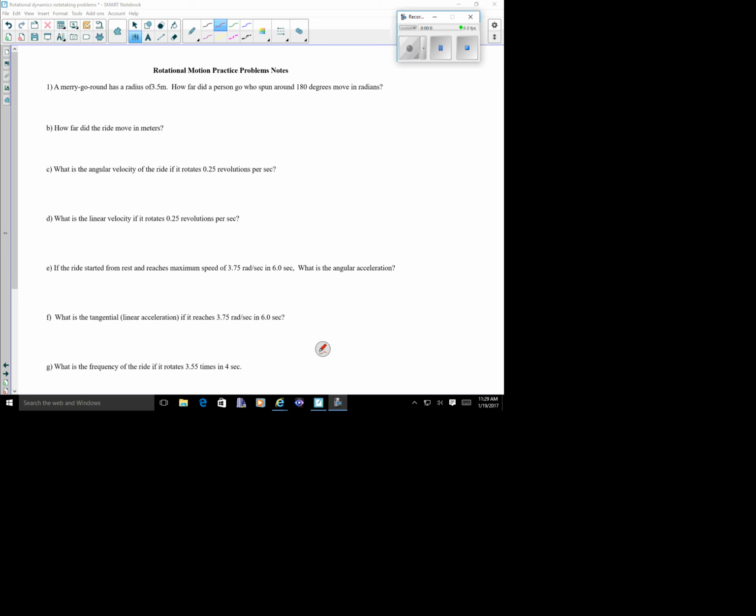Worksheet that says the rotational motion practice problem notes. A lot of these are just simply conversion problems. Like if you look at the first one, it says a merry-go-round has a radius of 3.5 meters. How far did the person go who spun around 180 degrees move in radians? Well, once again, it's just a conversion problem.